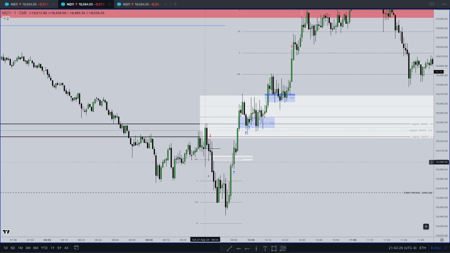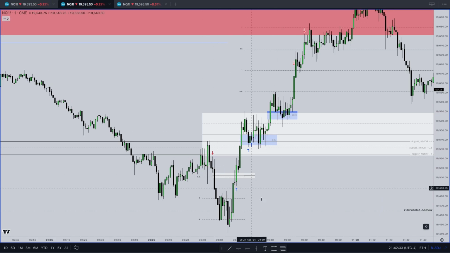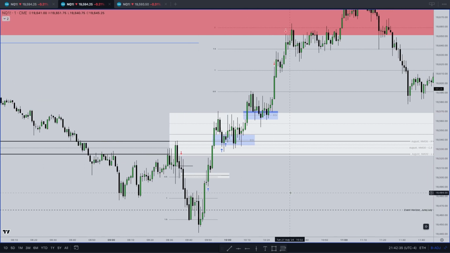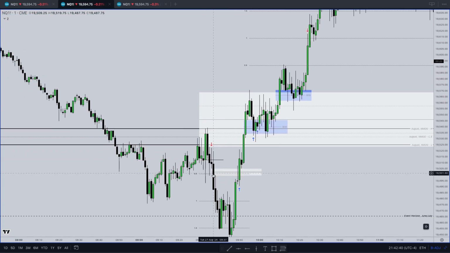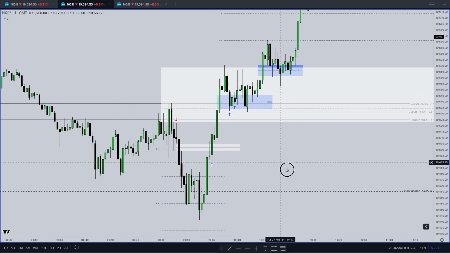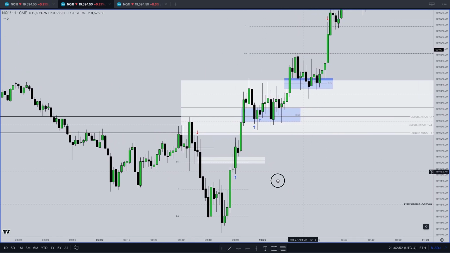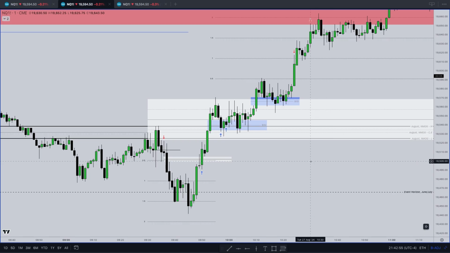So I didn't take partials. I should have taken partials. I didn't. That's it. This is what's not good. And this is the first imbalance that was presented, that ICT says is the fair value gap. This, the first imbalance during the first 30 minutes, that is the opening range on the New York AM session.